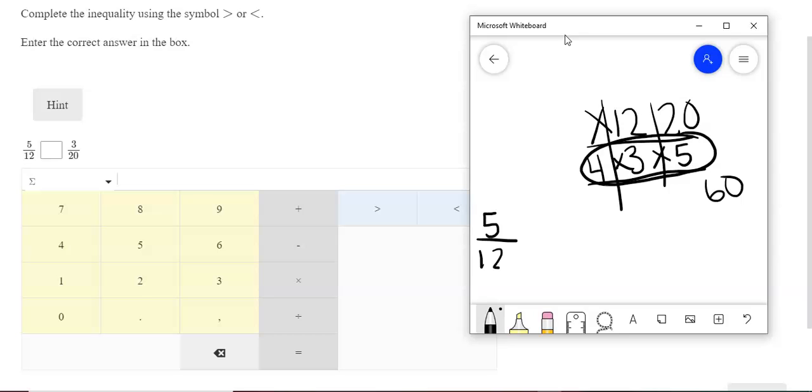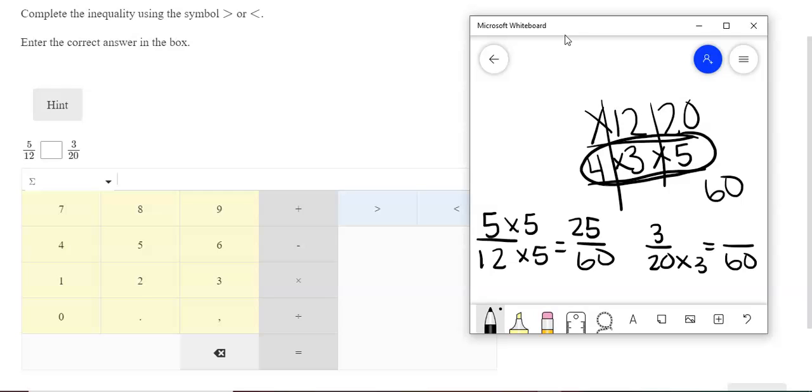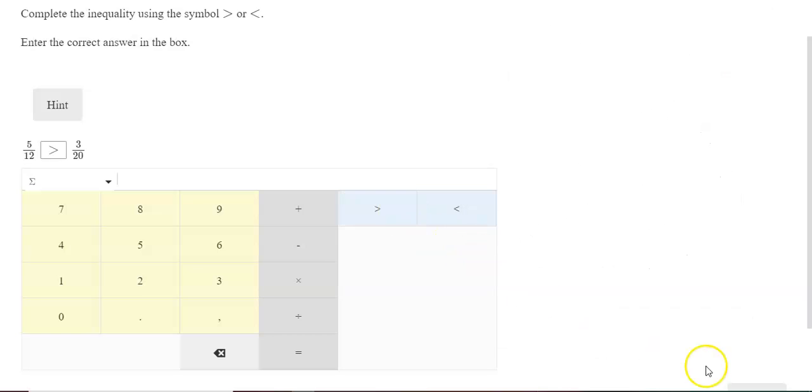So 5/12 times 5 equals 60. So 5 times 5 is 25. Then we have 3/20. So 20 times 3 is 60, and 3 times 3 is 9. So this 25 is bigger than 9, so we're going to say greater than.